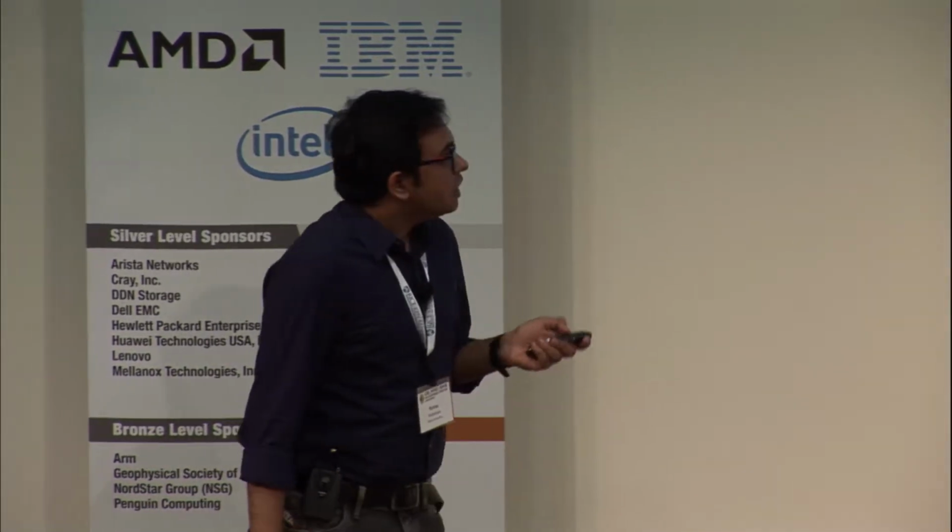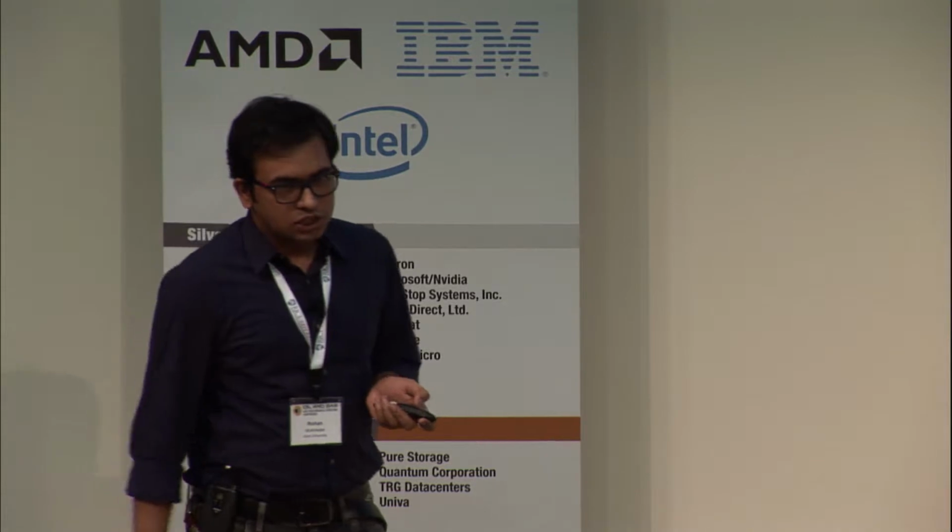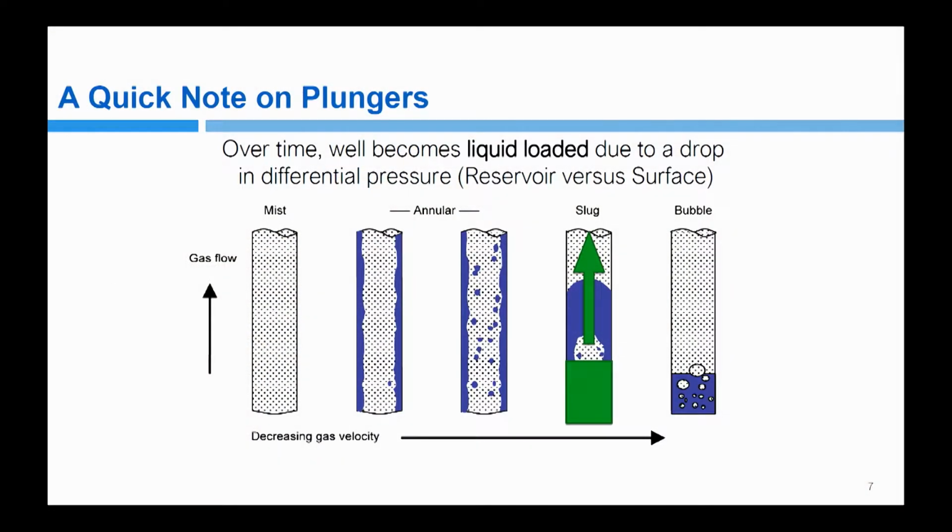So what happens? We use something called a plunger. A plunger is basically something like a piston that goes up and down in a number of cycles to clean the well of this slug. And finally, what we have is a system that again comes back to somewhere very near the initial state, and it again produces at a higher differential pressure.